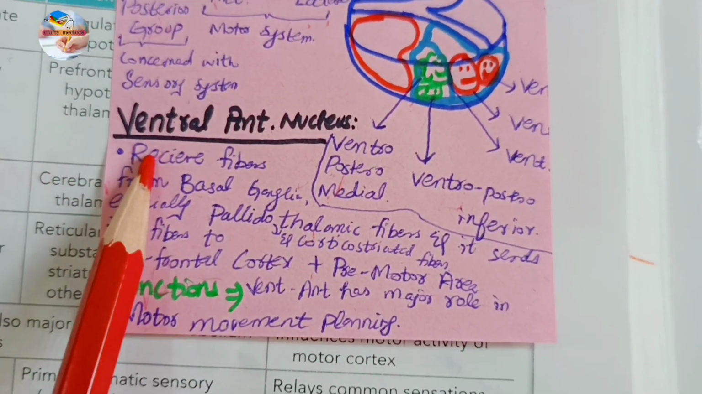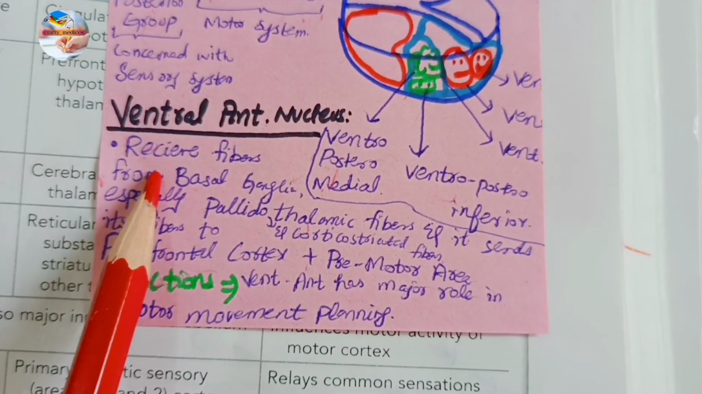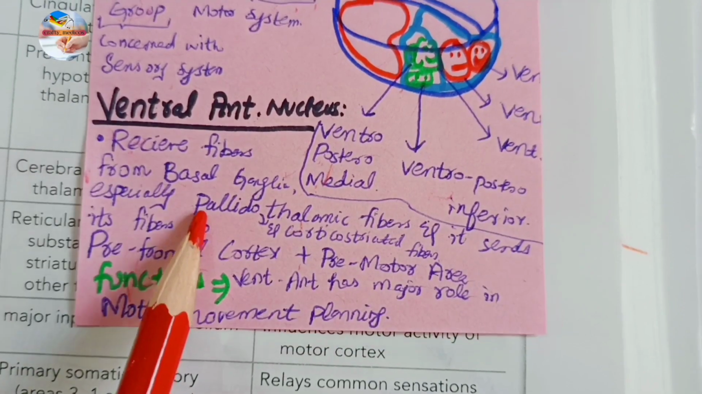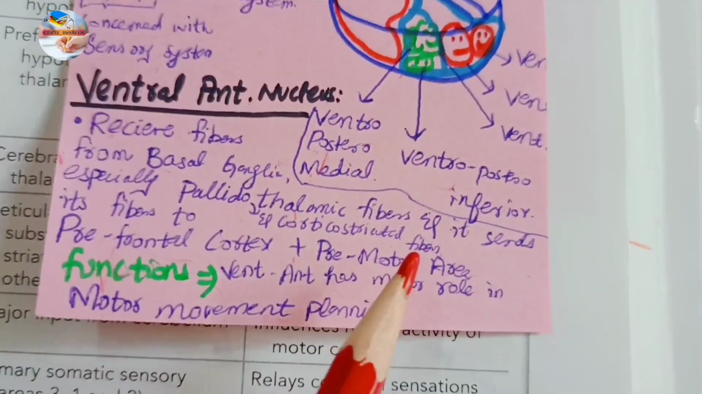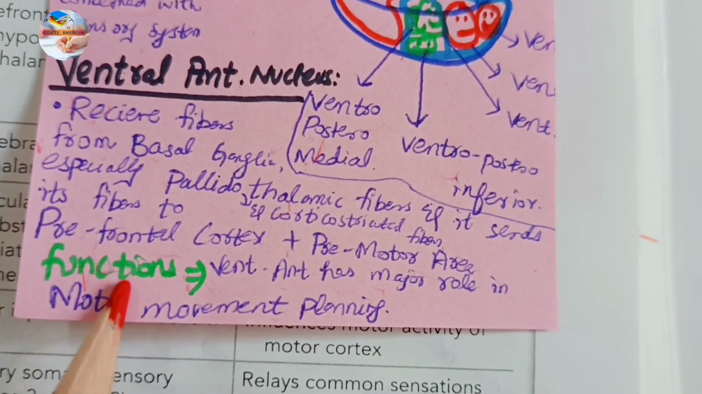In case of the ventral anterior nucleus, that is also a part of the motor system. It receives fibers from the reticular formation and from the basal ganglia, especially from the pallidothalamic tract, and it sends its fibers to the prefrontal cortex and the premotor area. It has a major role in motor movement planning.